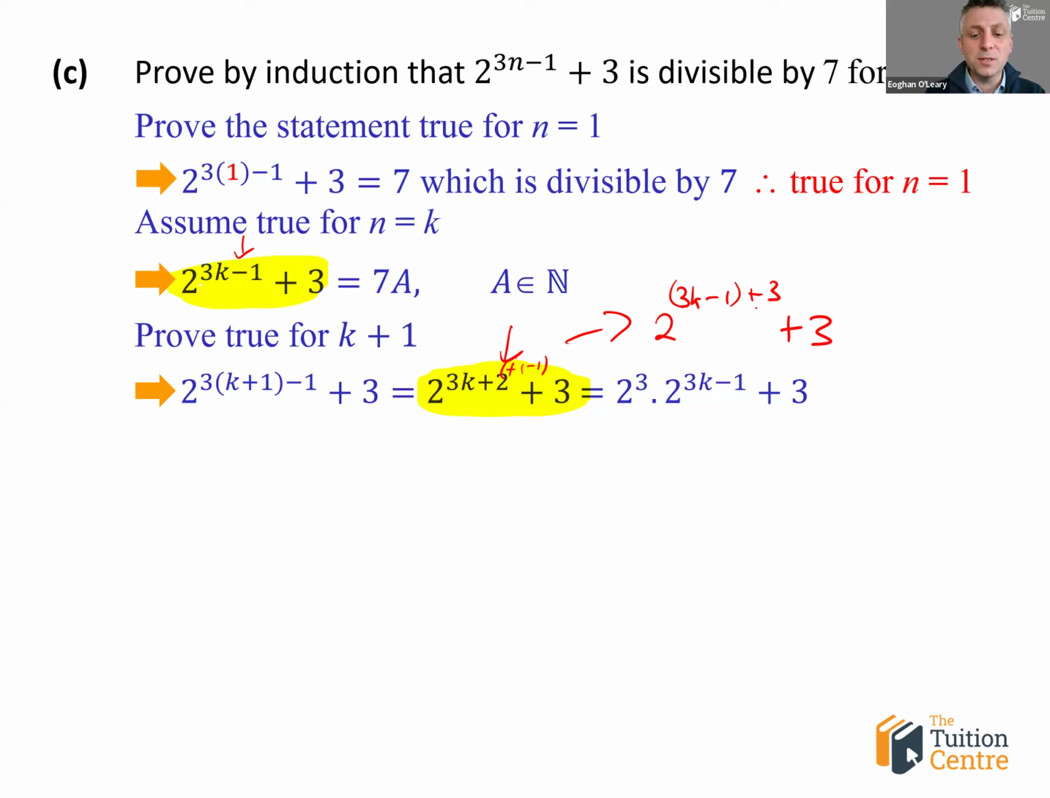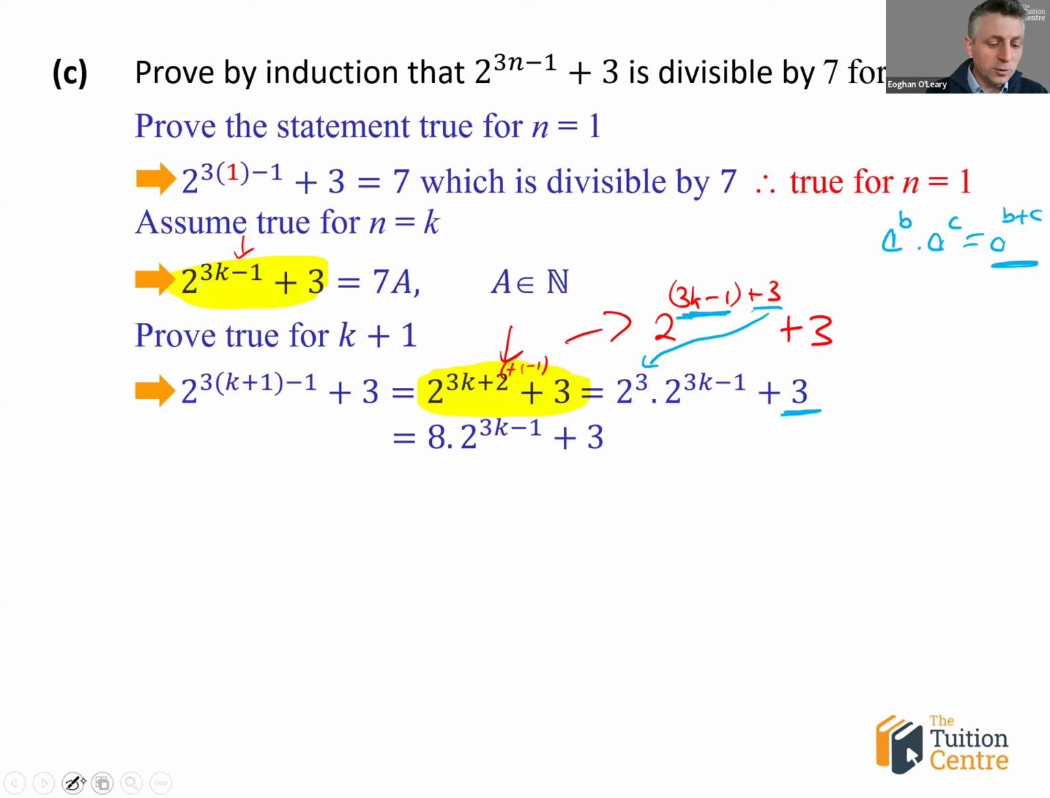But then I can use my rules of indices. And I'll just remind you here, because I know this is the key bit that sometimes people get stuck on. If you have a to the power of b times a to the power of c, you can say that's a to the power of b plus c. So you can do it the other way around. If you have a to the power of b plus c, you can say that's a to the power of b times a to the power of c. And that's what we have here. We have 2 to the power of 3k minus 1, but we also have the plus 3. So we can say, okay, that's 2 to the power of 3 multiplied by 2 to the power of 3k minus 1. And we still have our other plus 3. 2 to the power of 3 is 8. So we have 8 times 2 to the power of 3k minus 1 plus 3.